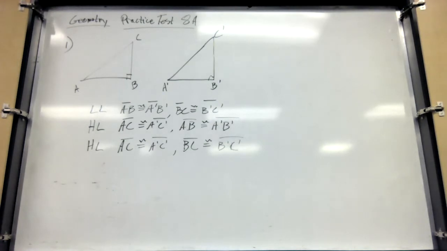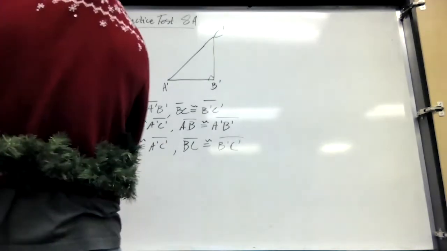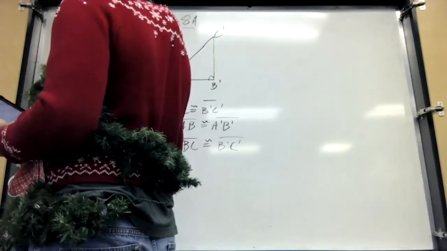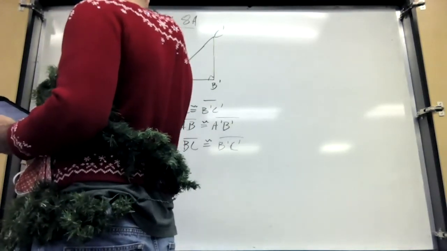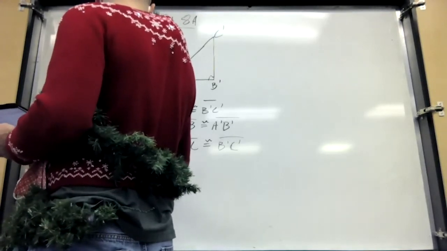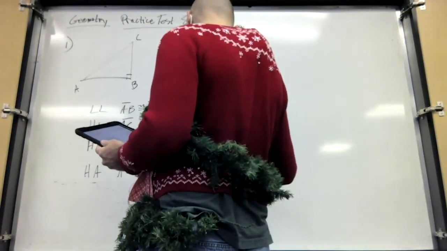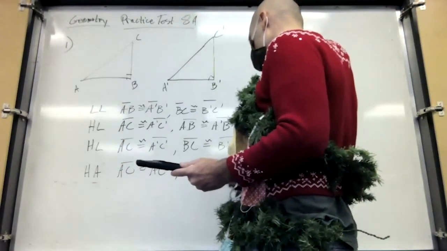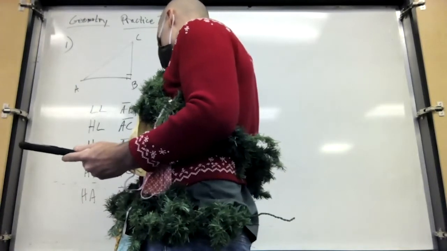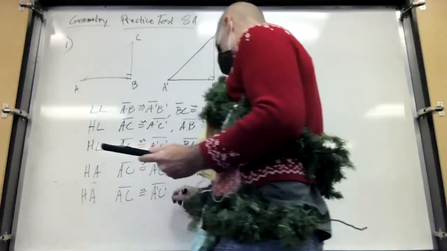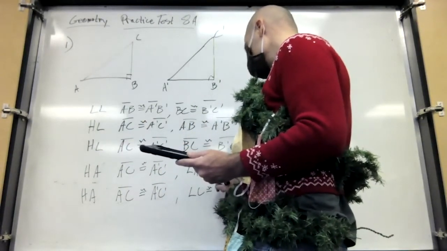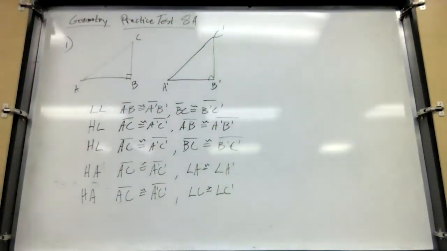Are there any other right angle theorems? Oh. There's LL, there's HL. There's HA. Yep, so you can do an angle, right? So you have, what is it? HA. So HA would mean that AC is congruent to A prime C prime, and also angle A is congruent to angle A prime. You could also do another HA and say AC, which is the hypotenuse, is congruent to A prime C prime, and then angle C is congruent to angle C prime. Okay? And that's pretty much it.